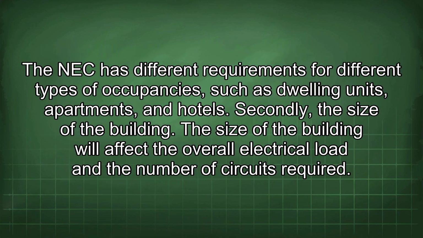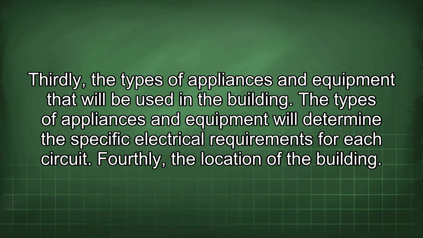The NEC has different requirements for different types of occupancies, such as dwelling units, apartments, and hotels. Secondly, the size of the building. The size of the building will affect the overall electrical load and the number of circuits required. Thirdly, the types of appliances and equipment that will be used in the building. The types of appliances and equipment will determine the specific electrical requirements for each circuit.